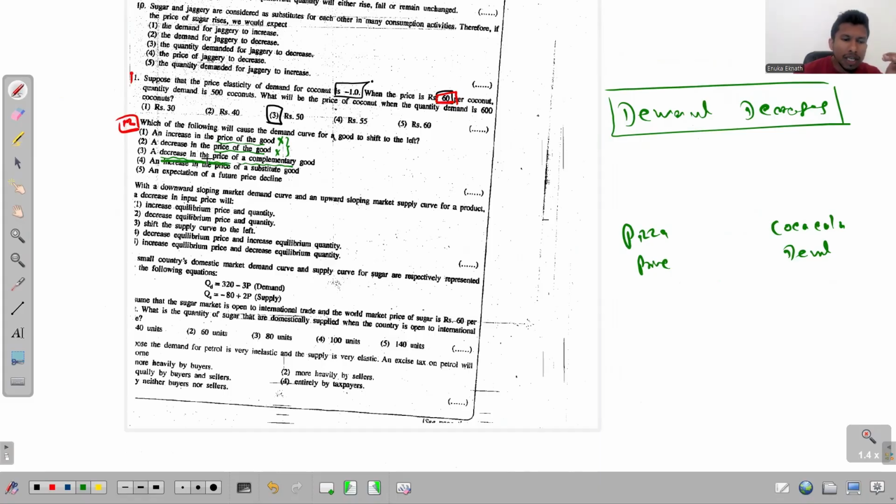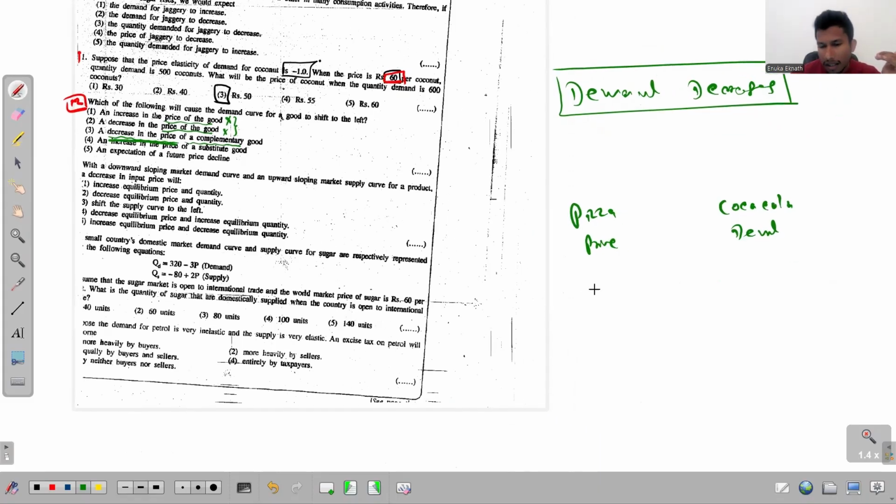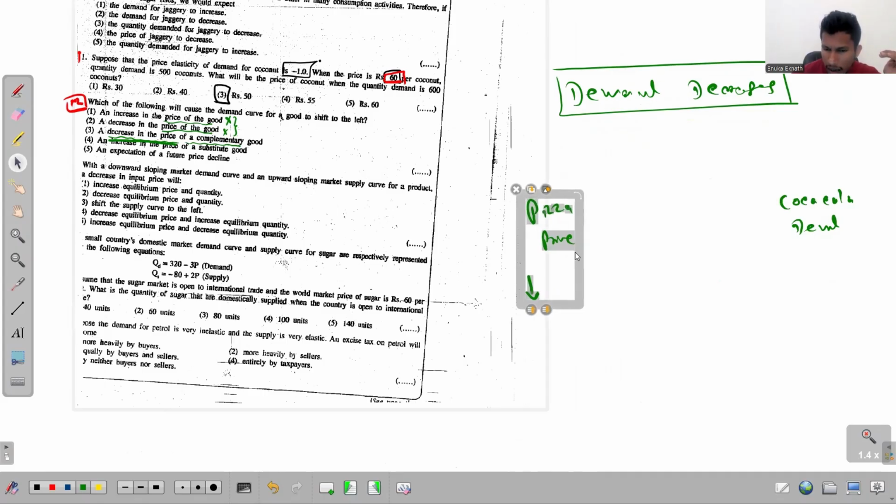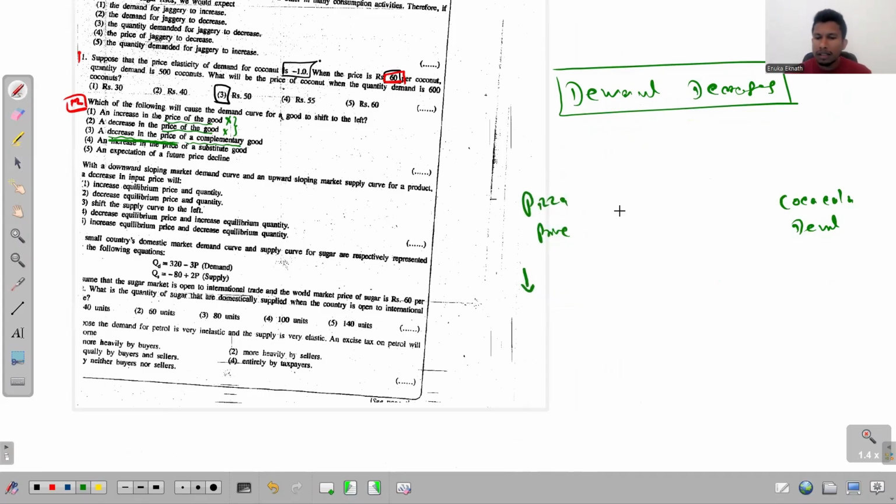And the option says, decrease in the price of a complementary good. So pizza price decreases, right? Pizza price decreases. And what will happen when the pizza price decreases? Pizza quantity demanded will increase. Then the person who comes to eat that pizza buys a Coca-Cola bottle. So what happens? Coca-Cola demand increases. So finally we are looking at only these two.